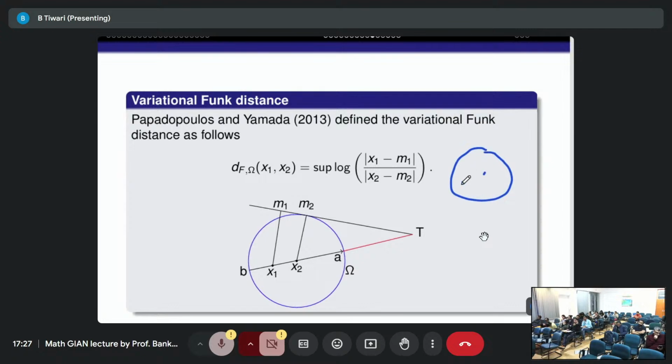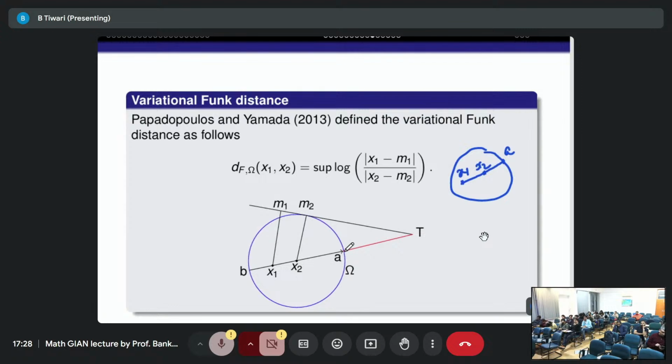this x1, x2, suppose this ray intersects the boundary at a point A. So it was defined like this: the Euclidean distance from x1 to A and the Euclidean distance from x2 to A. You take the ratio, take the log, and that is the Funk distance between two points. Now, the perpendicular distance from x2 to this hyperplane, and the perpendicular distance from x1 to the hyperplane, right? And by similarity you can prove that the supremum exists when this is strictly convex.